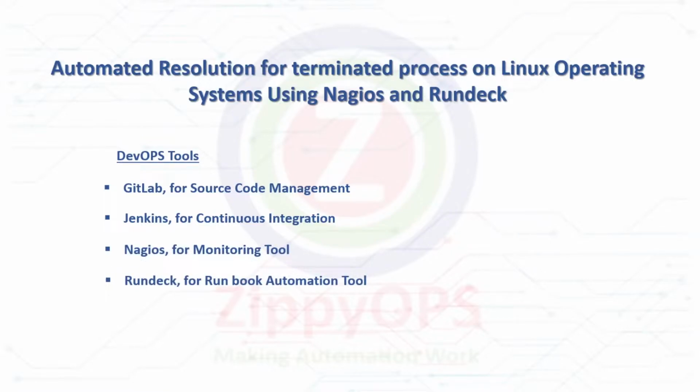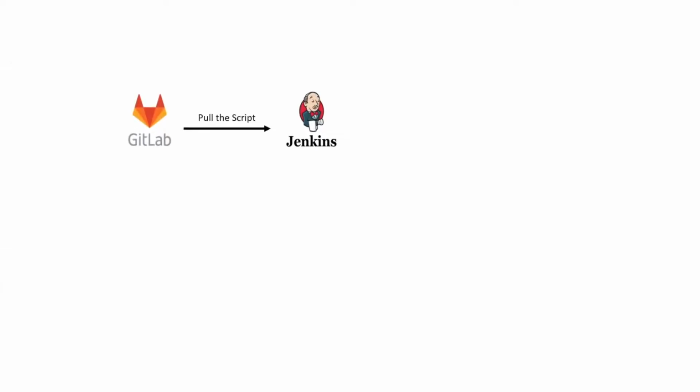Let's explore the workflow of automated resolution of terminated process restoration on Linux operating system using Nagios and Rundeck stage by stage. In the first stage, Jenkins job will pull the script from the GitLab. In the next stage, Jenkins will transfer and execute the script to the Linux node which has the instruction to terminate a process on the machine.